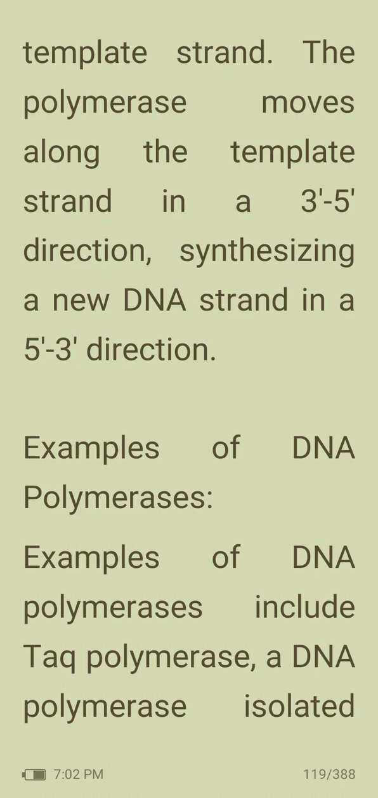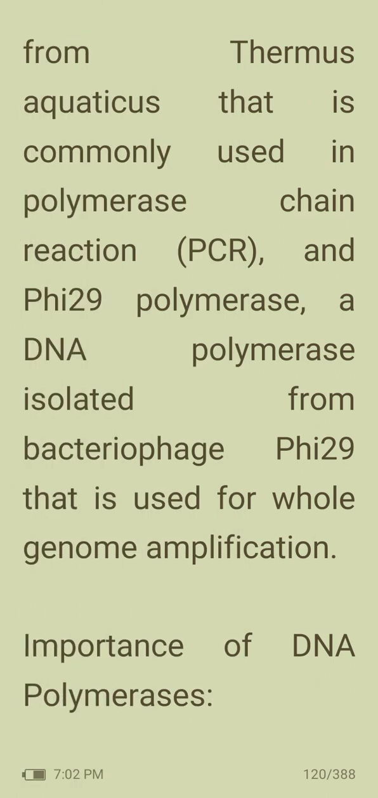Then examples of DNA polymerase. Examples of DNA polymerase include Taq polymerase, a DNA polymerase isolated from Thermus aquaticus that is commonly used in polymerase chain reaction, and the phi29 polymerase, a DNA polymerase isolated from bacteriophage phi29 that is used for whole genome amplification.